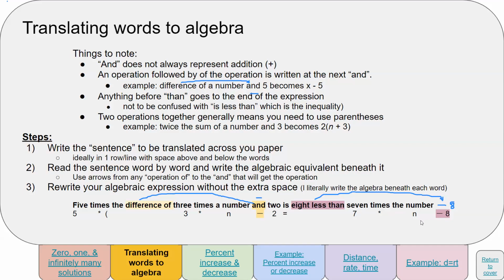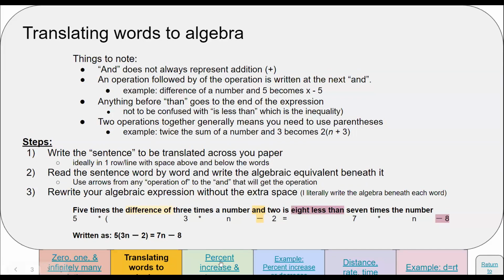7 times the number. And then what you do, once you have everything worked out, I just combine it together so that you can see it all without those extra spaces. It gets a little confusing, getting rid of the stars that I don't need for multiplication because of the implied multiplication. And I have 5 parentheses 3n minus 2 equals 7n minus 8. And a lot of times I would have to solve it from here, but that is how I've translated it.